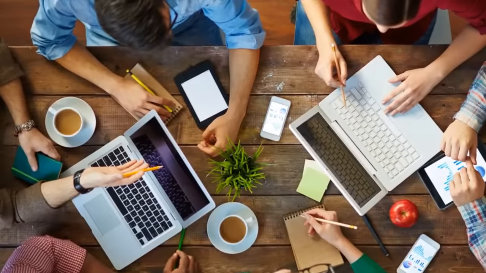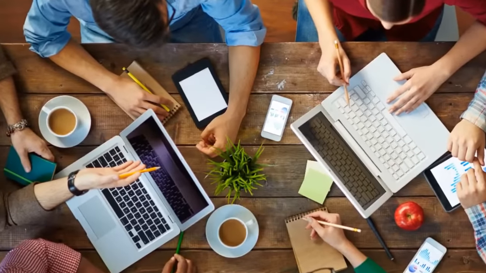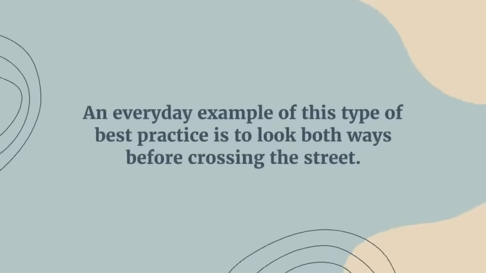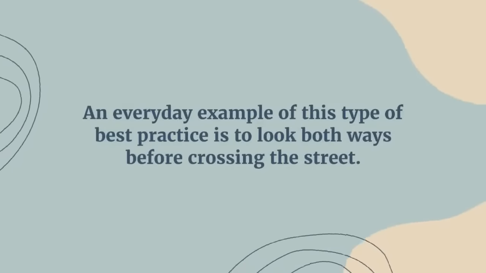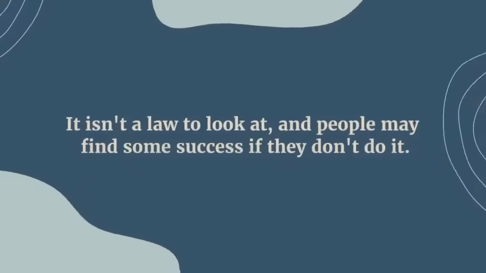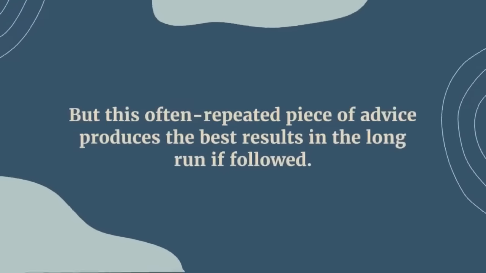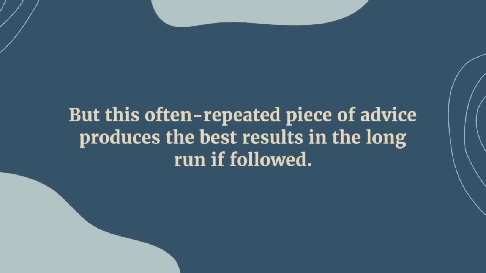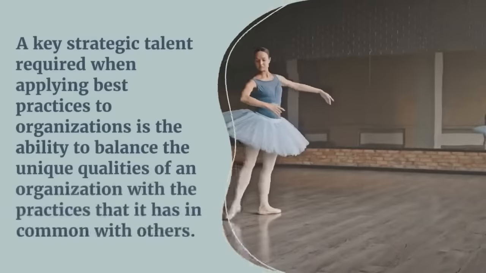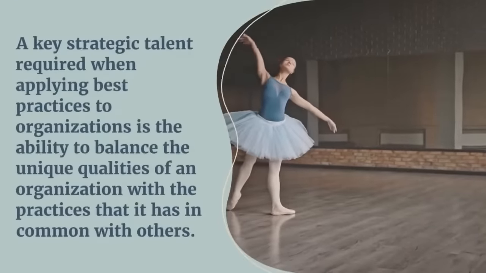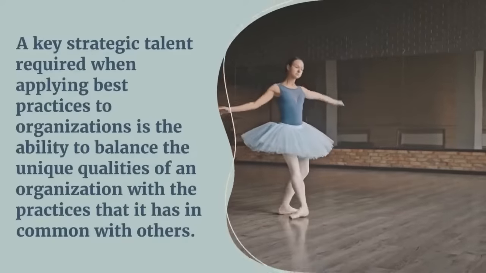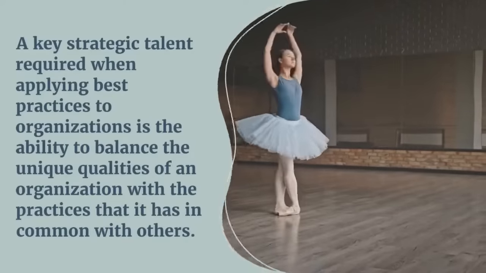Sometimes a best practice is not applicable or is inappropriate for a particular organization's needs. An everyday example of this type of best practice is to look both ways before crossing the street. It isn't a law, and people may find some success if they don't do it, but this often repeated piece of advice produces the best results in the long run if followed. A key strategic talent required when applying best practices to organizations is the ability to balance the unique qualities of an organization with the practices that it has in common with others.